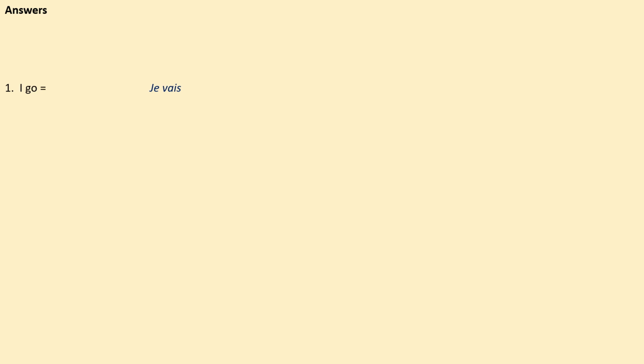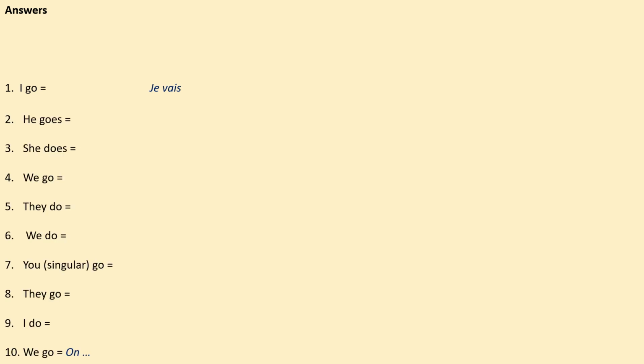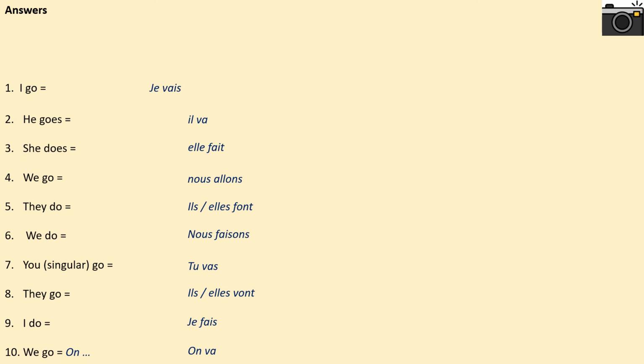Let's go through the answers. Number 1 was done for you. 2. Il va. 3. Elle fait. 4. Nous allons. 5. Il ou elle font. 6. Nous faisons. 7. Tu vas. 8. Ils vont. 9. Je fais. 10. On va. Mark your work out of 10. Take a photo to show me how you did.